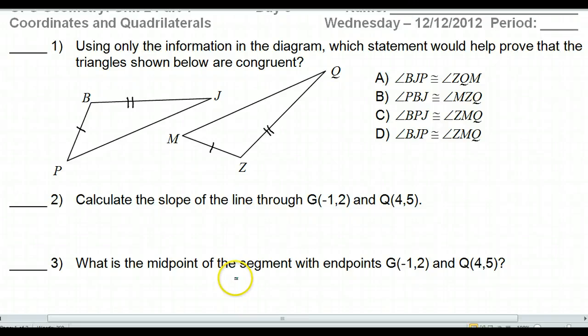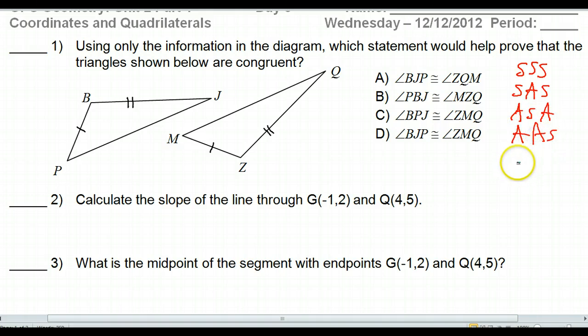All right, so using the information in this diagram, we're supposed to decide which one of these statements would help us prove that the triangles are congruent. Remember the things that help us prove triangles are congruent. Sometimes we have side, side, side; side, angle, side; angle, side, angle; angle, angle, side. Remember that side, side, angle does not help us, and angle, angle, angle does not help us.